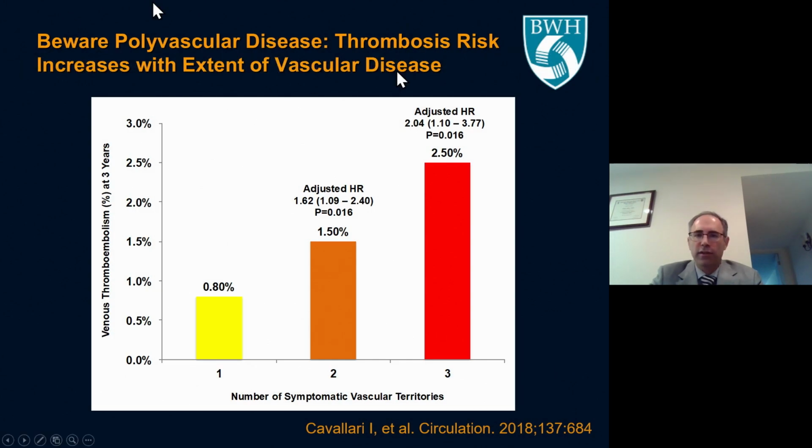Beware of polyvascular disease. This is actually my second to last slide, I believe. Patients that have PAD, like this patient does, and carotid artery disease have a higher risk of developing venous thrombosis. And if she has coronary disease, which we probably already have a high suspicion of, very high risk of venous thromboembolism. So we're going to want to worry about that in this patient.